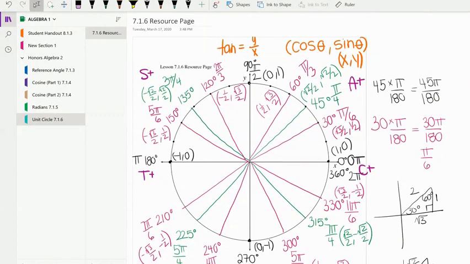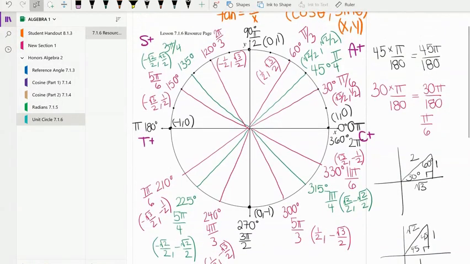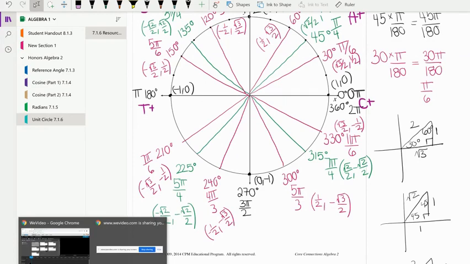So I will share a nice clean copy of this because I know this is quite messy. But this is definitely an important topic, and this is how you generate the unit circle.